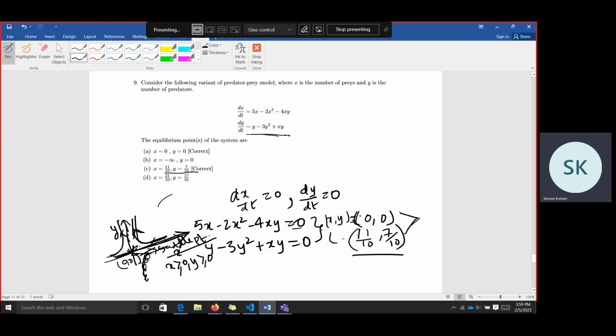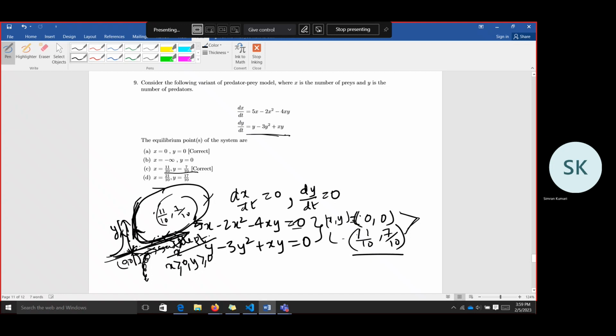Now if we see this point, 11 by 10 and 7 by 10, it is simply like what sir explained: as prey count decreases, the predator count will increase, and since the predator count is increasing, this will revolve like this. So the prey count will increase like this. This will be a kind of limit cycle.